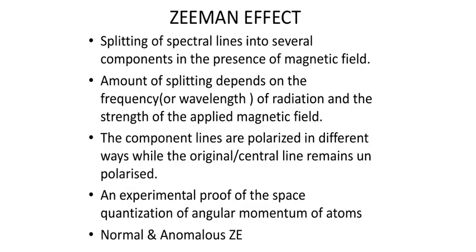See, Zeeman effect, as you have seen, is the splitting of spectral lines into several components in the presence of an applied magnetic field. So that is the definition, right? A similar effect, known as the Stark effect, is where the spectral lines are split up in the presence of an electric field. That's yet another useful effect.